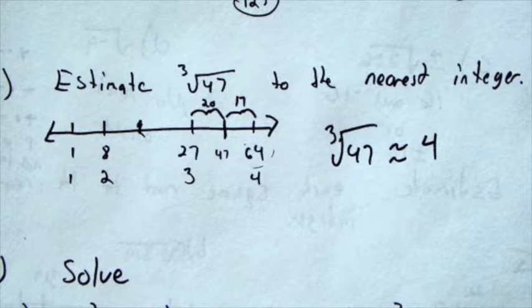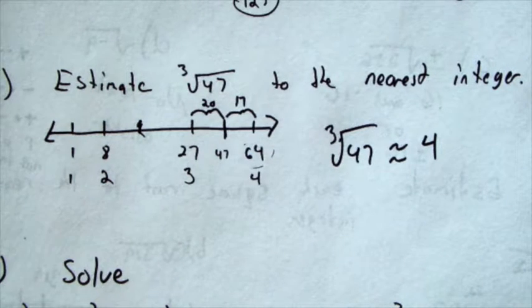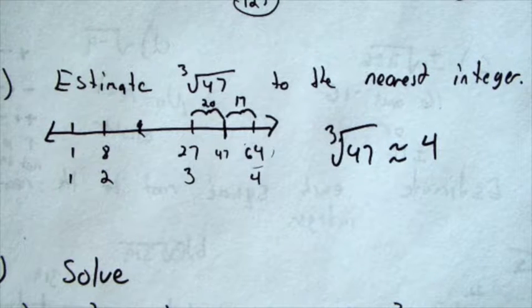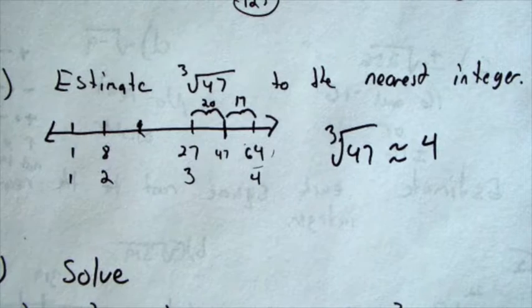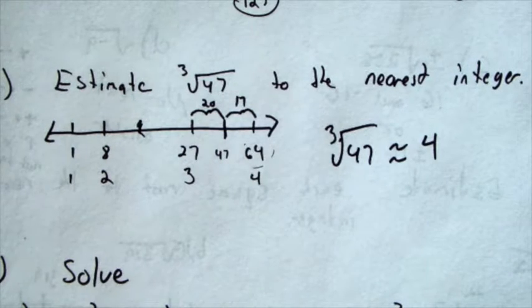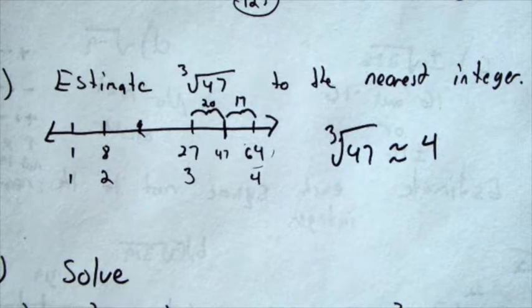In fact, the actual answer is 3.61, and that's very close to both 3 and 4. But since 47 is closer to 64 than it is to 27, the approximation for the cube root of 47 is about 4.